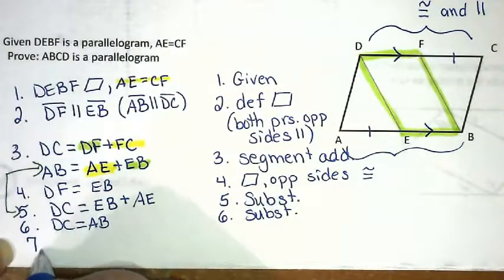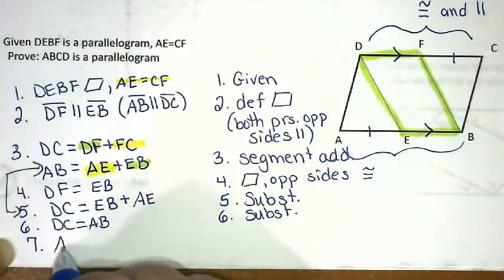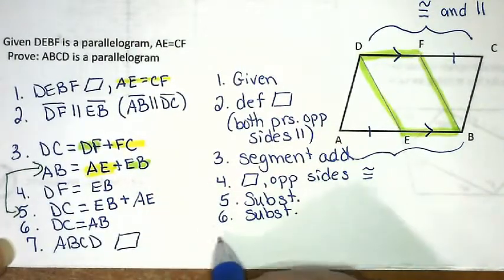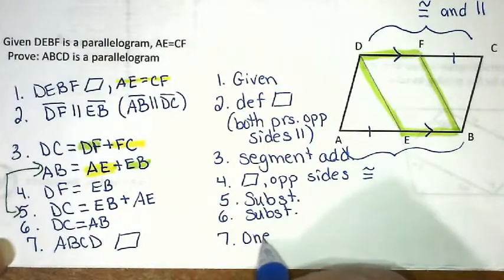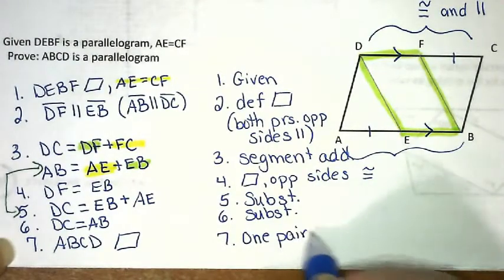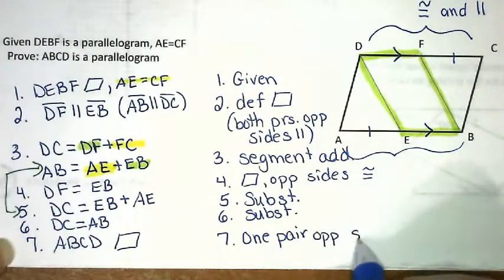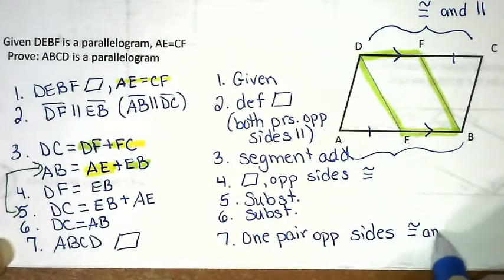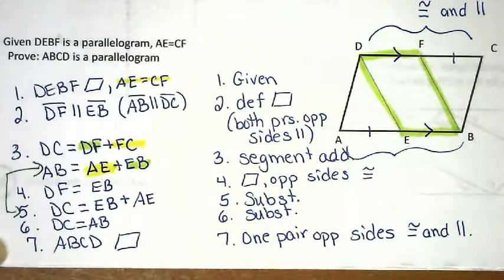And now I can finally get to my point that says ABCD is a parallelogram, because I just proved that one pair of opposite sides was congruent and parallel. Phew. They're not all quite that complex, but there you have it for this one. Do some practice on this and see how you do.